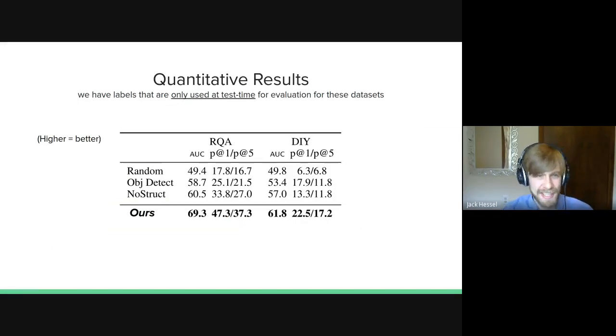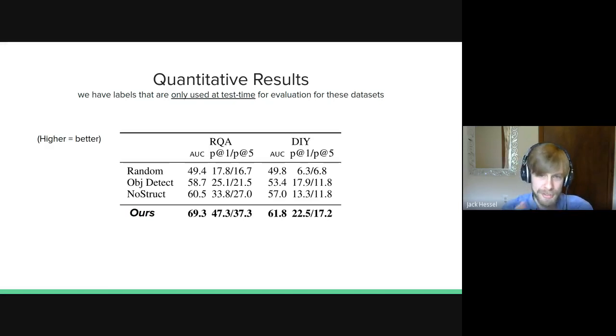We do have some quantitative results here. I haven't talked about these two data sets or these evaluation metrics. These are standard link prediction metrics of AUC and precision. Our algorithm outperforms some, we think, reasonable baselines, such as random guessing, which, okay, it's a good sign we're outperforming, but also an object detection baseline and a version of our algorithm that does not use structured prediction.